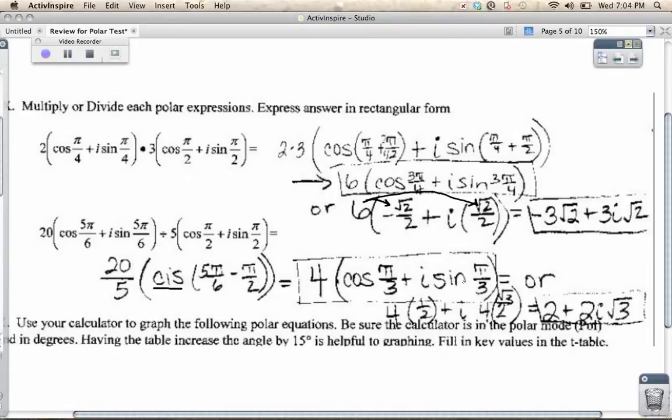Or, taking that a step further and evaluating that, cosine of pi over 3 is 1/2, sine of pi over 3 is root 3 over 2, I missed that, root 3 over 2. So therefore 4 times 1/2 plus i 4 times root 3 over 2, so 2 plus 2i root 3.